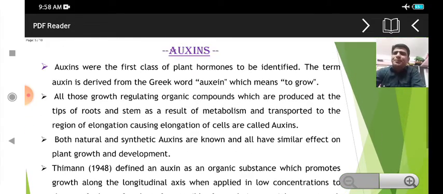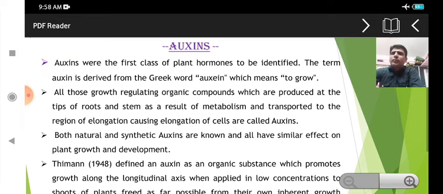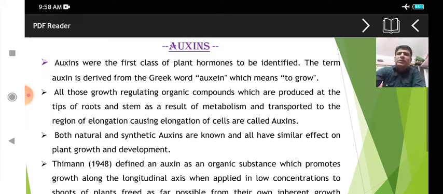In the next system, the first hormone that we are going to study is auxin. Auxins are the first class of plant hormone to be identified. This is the first hormone identified as a plant growth promoter. The term auxin is derived from the Greek word auxein, which means to grow.